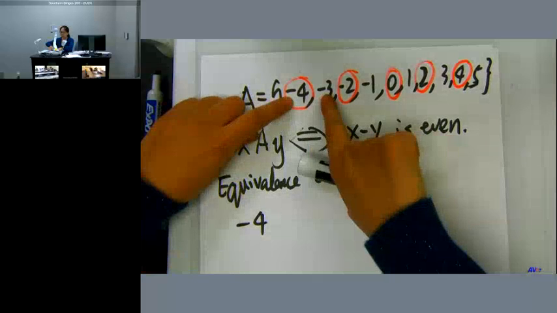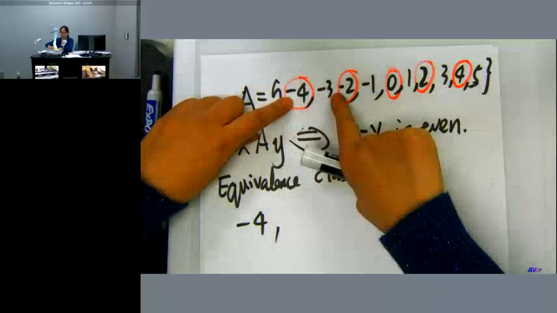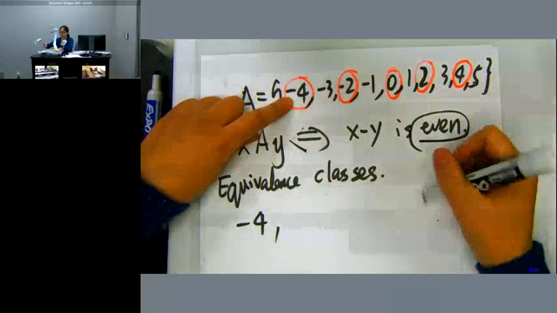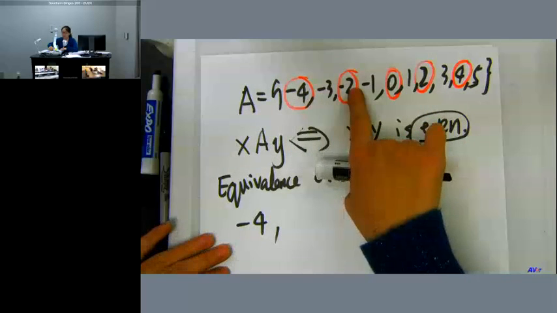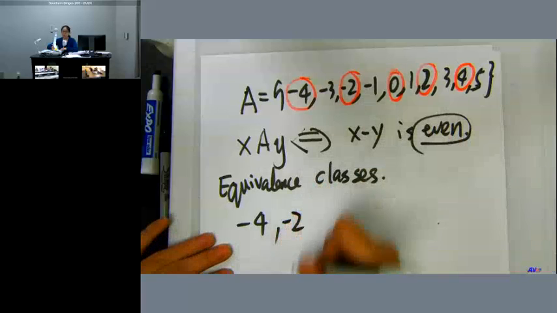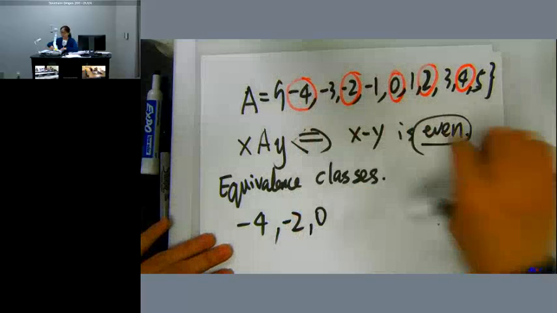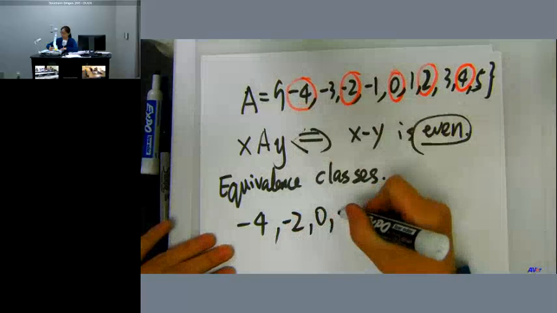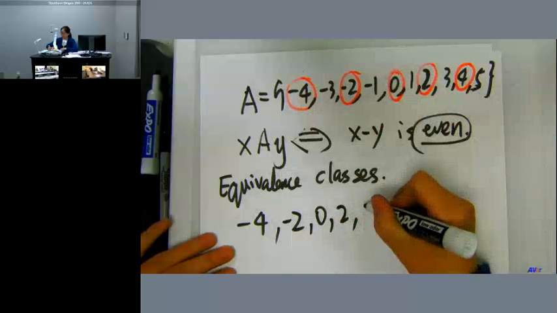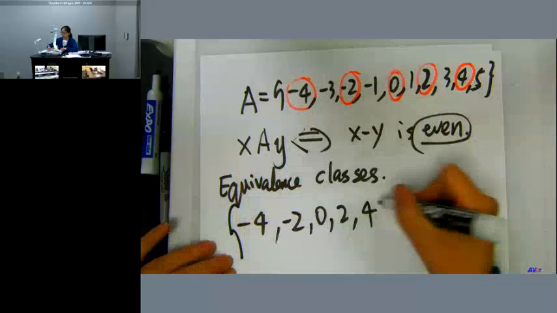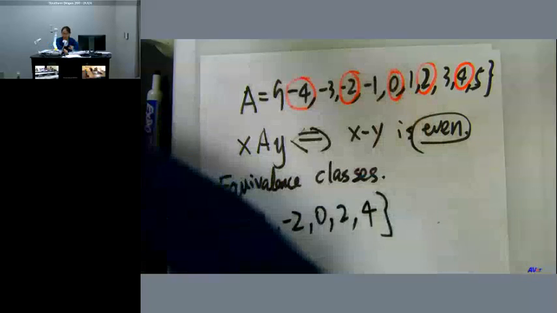Well, why is -3 not in there? Because -4 minus -3 gives you -1, which is not even. It's odd, right? So we know, okay, -3 shouldn't be there. But -4 minus -2 is -2, which is even. So -2 should be there. And -4 minus 0 is -4, that is even. And -4 minus 2 is -6, which is also even. -4 minus 4 is -8, which is even. So that's all we found. And the other ones shouldn't work. So let's cross out all these ones we have.